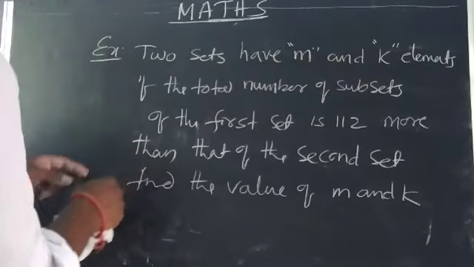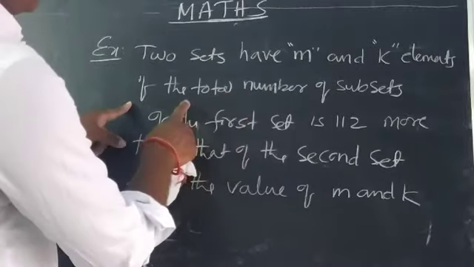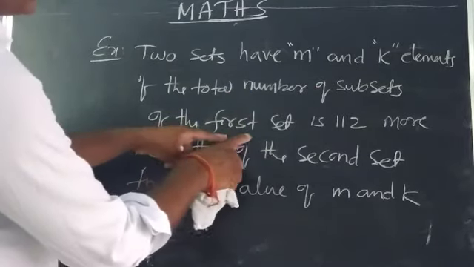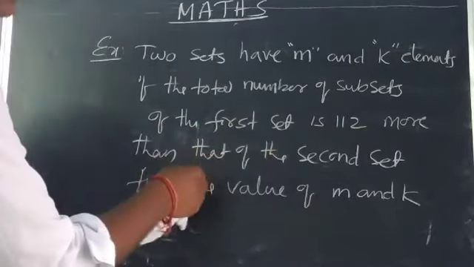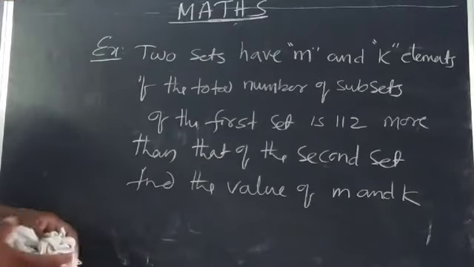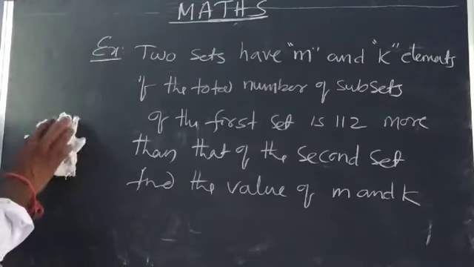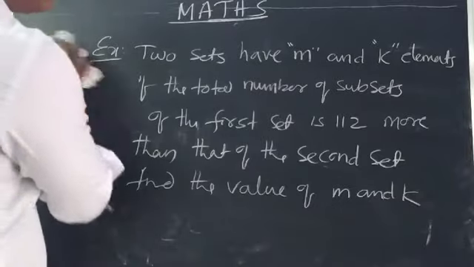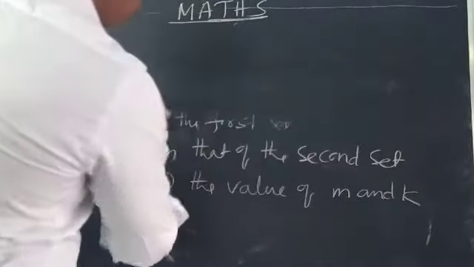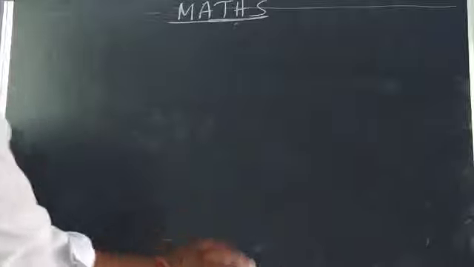Okay, but what is given? If the total number of subsets of the first set is 112 more than that of the second set, then we have to find the value of M and K, right? Okay, this is the question. Now I am going to find the solution.